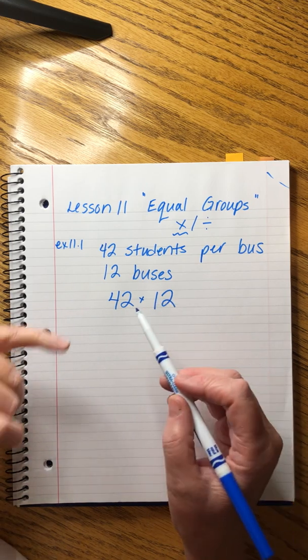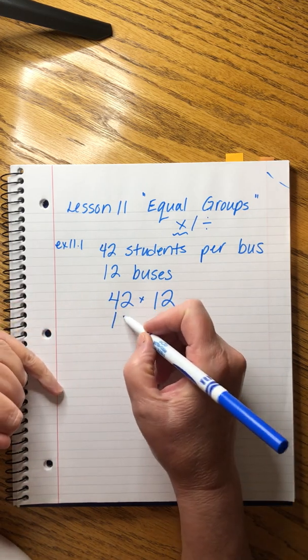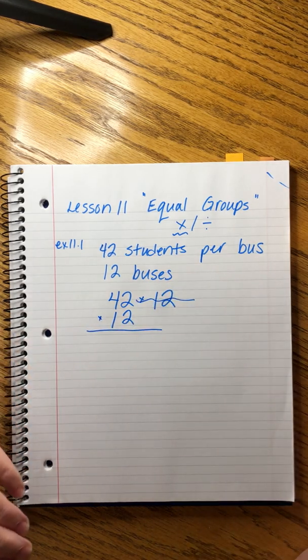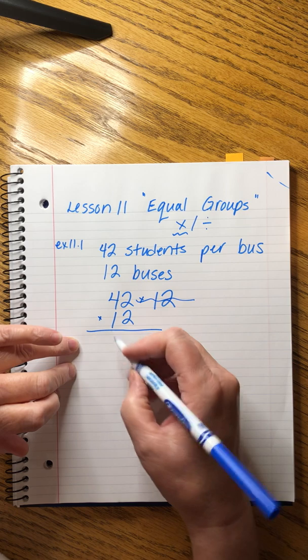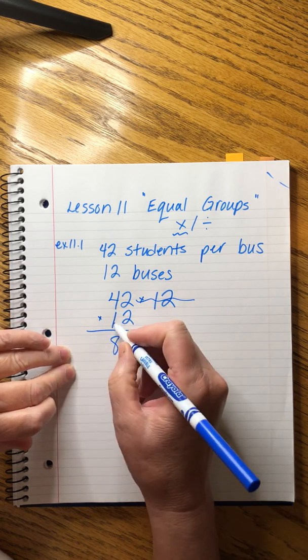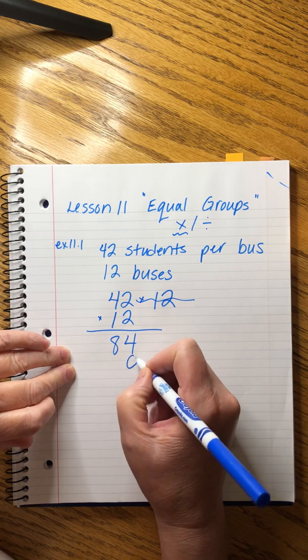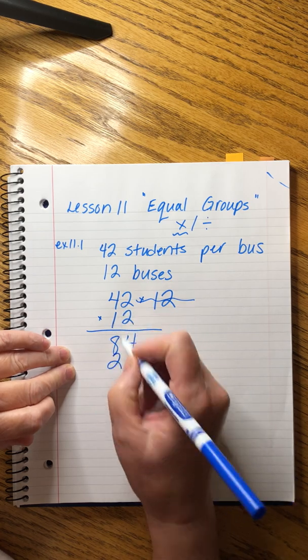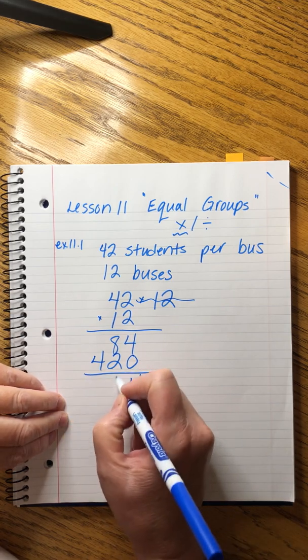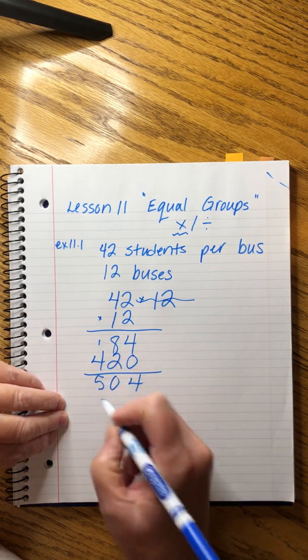I've set it up. Now I'm going to rewrite it so that I can multiply better. I'll squiggle that out so I don't confuse myself, and we'll multiply. 2 times 2 is 4. 2 times 4 is 8. This, I put the 0 there. 1 times 2 is 2. 1 times 4 is 4. We add: 4, 0, 5.